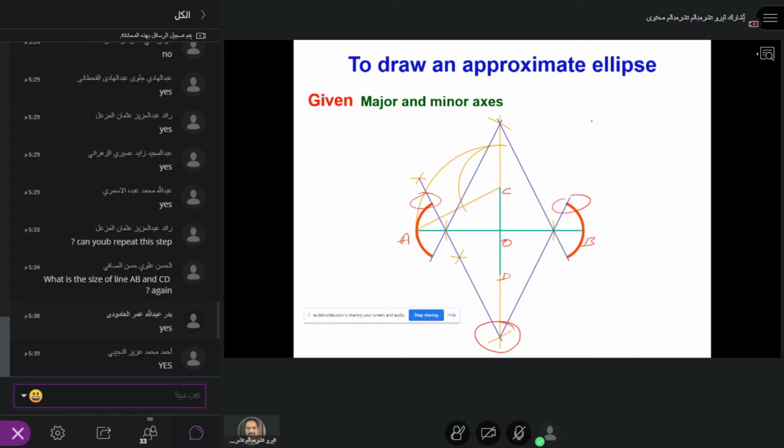You make another arc, right? All right, and take the other side as the center, and this point as the radius, and draw another arc. That's it. Easier? Okay, it's very easy now.